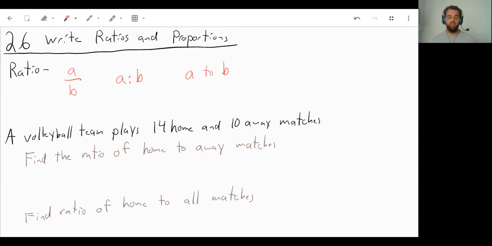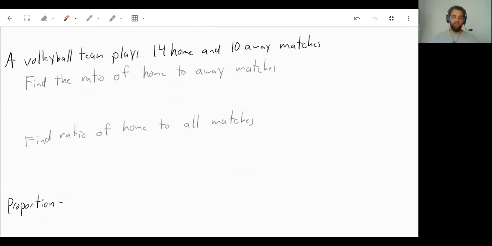So let's go and just try actually making some ratios. A volleyball team plays 14 home and 10 away matches. Find the ratio of home to away matches. Well, we know that the number of home games we have is 14, and the number of away matches we have is 10. So you could do it as 14 colon 10. You could do it as 14 divided by 10, or as 14 to 10. You only have to put one of these down. I'm putting down all three just to help you see what options there would be.